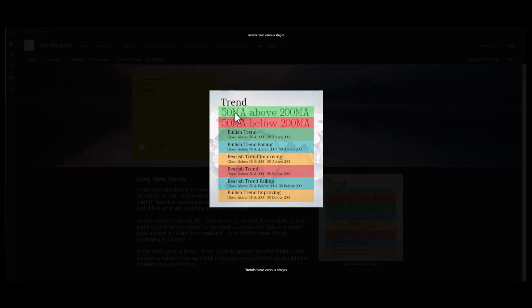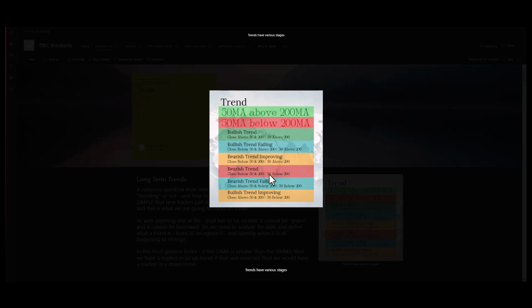So remember, 50 above 200, we're in a bullish market, but that bullish market can be failing. It all depends on where the close is, but the 50 would always be above the 200 in a bullish market. All right, so then when you get closes below the 50 and below the 200, but the 50 is still above the 200, that is still a bullish trend because the 50 is above the 200. But we would say that that bullish trend is dead, right? Or that it's failed. But we can't take the word bullish out.